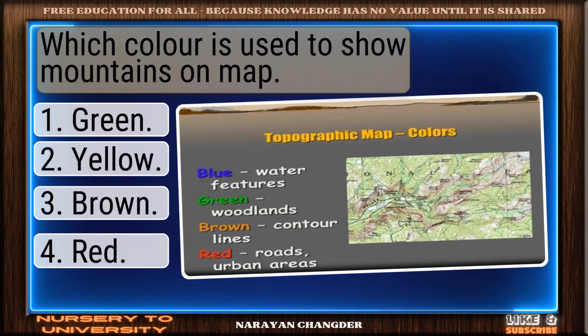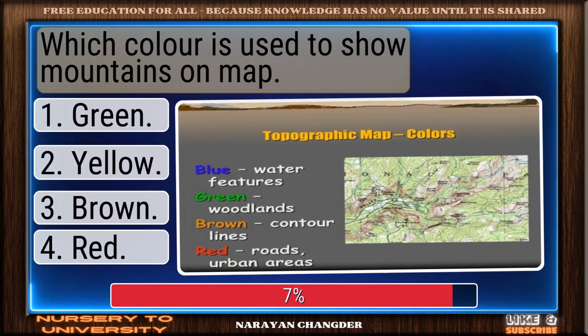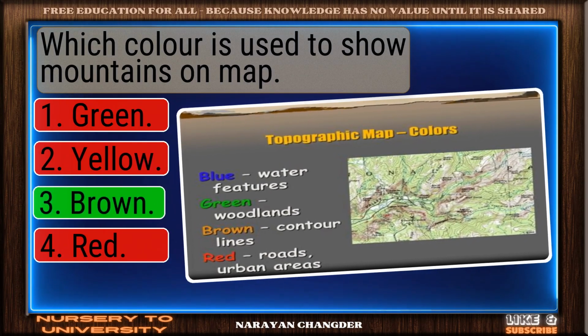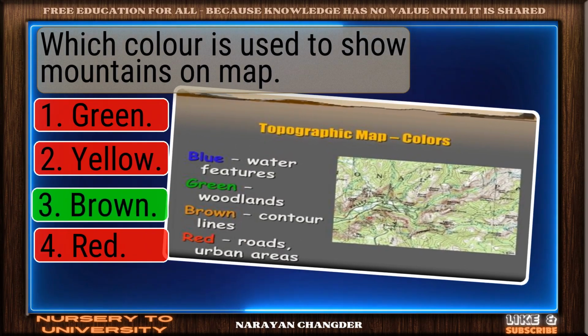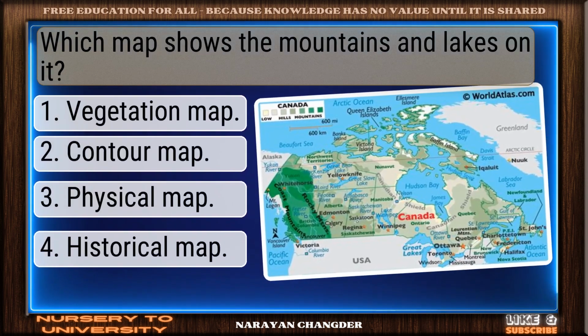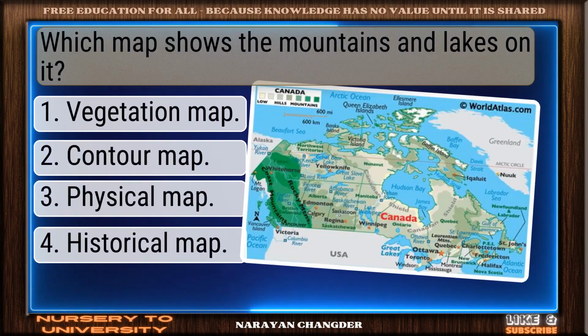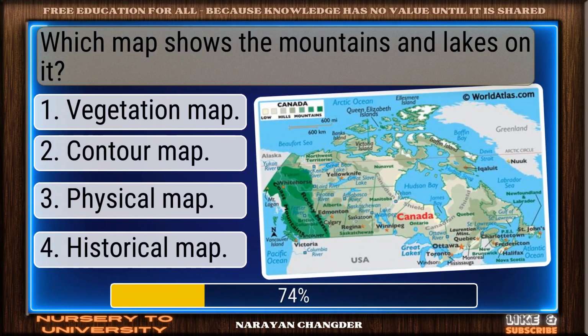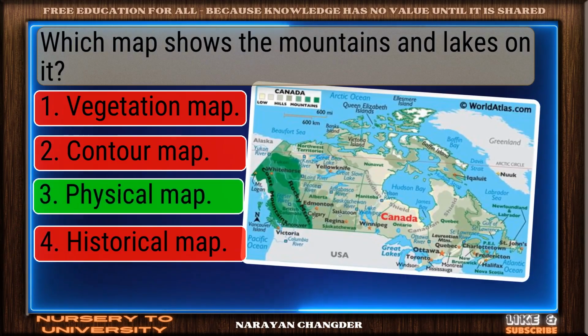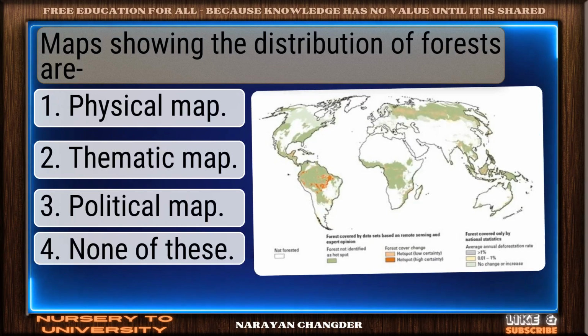Which color is used to show mountains on map? Correct response. Brown is the most accurate answer. Which map shows the mountains and lakes on it? You're right. Physical map is the correct answer.